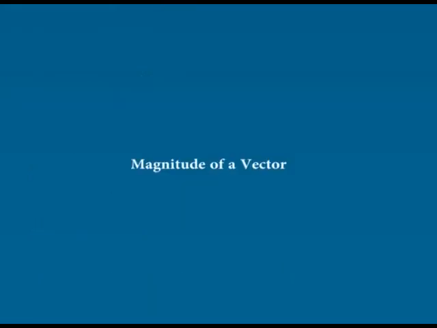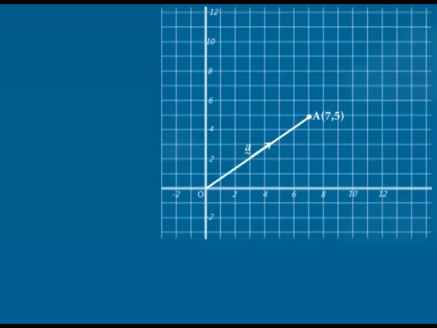Next, the magnitude of a vector. Now, the length of a vector is called its magnitude or modulus. In this figure, the magnitude of OA is the length of the line OA. Triangle OAB is right angled at B. We can use the Pythagoras theorem to find the length of line OA.